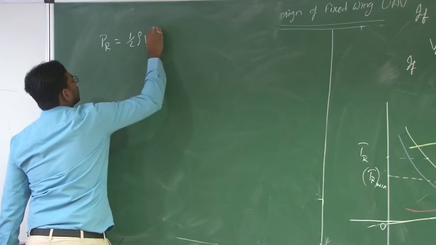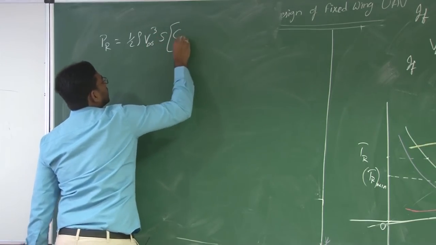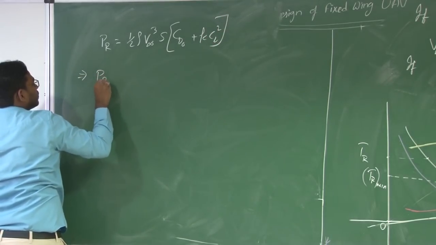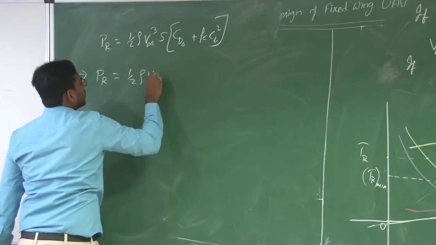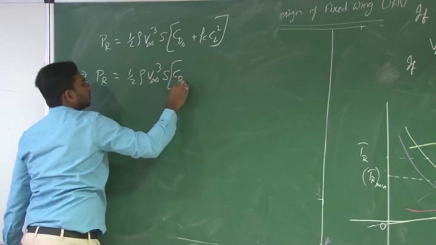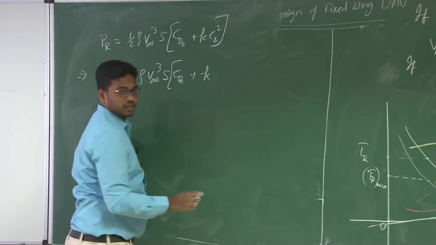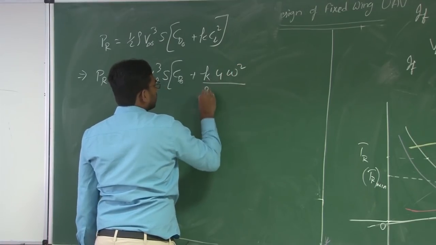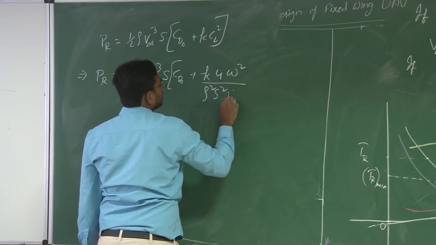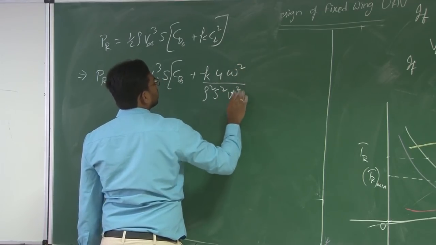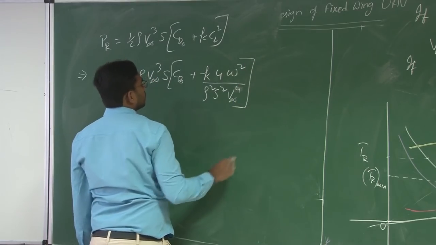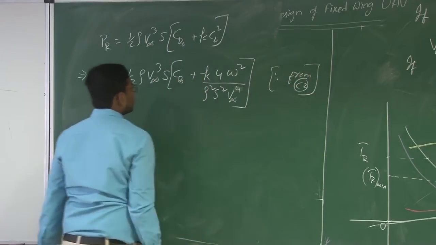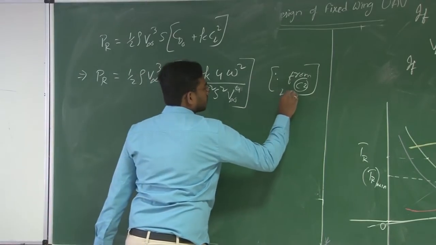half rho V infinity cube S into CD, where CD is CD naught plus K CL square. This implies power required of this UAV is half rho V infinity cube S into CD naught plus K into, what is CL? 4 W square by rho square S square V infinity square, V infinity raised to the power of 4. Since from C2, L is equal to W, right? C2 is L is equal to W.